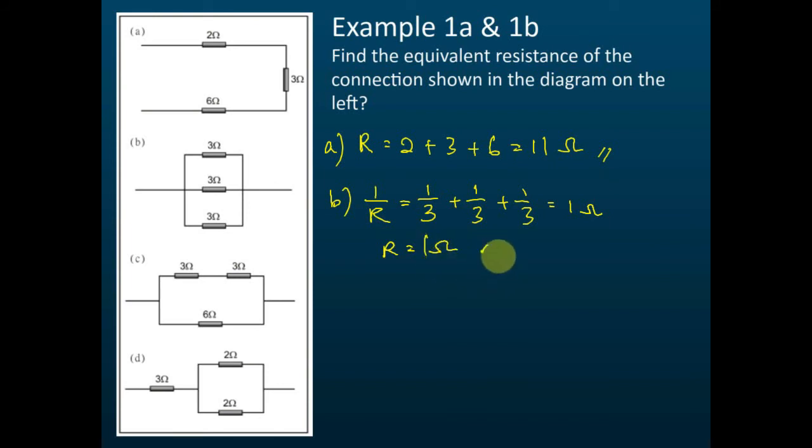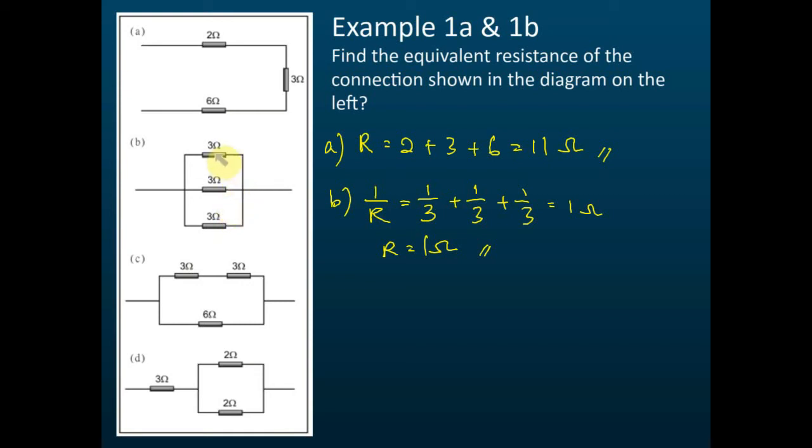Now, actually, we can do this by using another method. The method goes like this. In a parallel circuit, if the resistance of each resistor is the same, like 3 ohm, 3 ohm, 3 ohm, they are the same, right? Then you can find the effective resistance by using this way, okay?